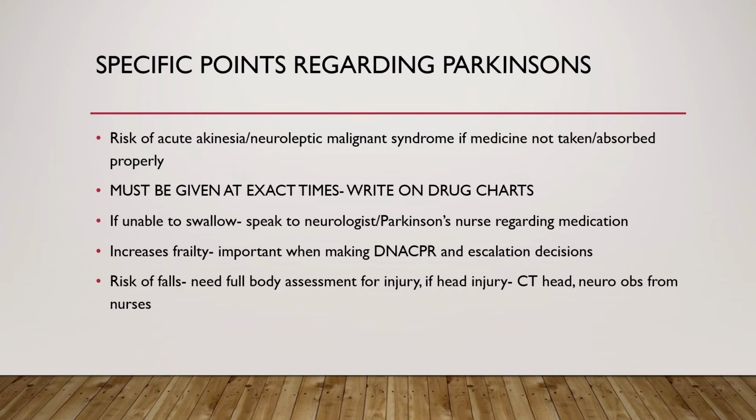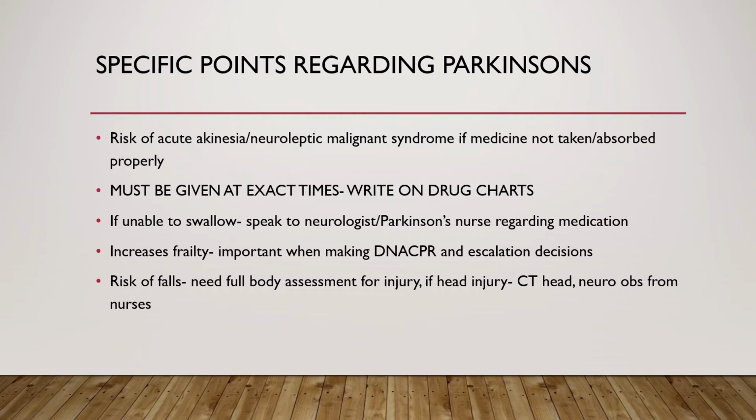So if patients have reduced oral intake, or they're vomiting, or they have diarrhea, or anything wrong with their gastrointestinal tract that would prevent them from absorbing their Parkinson's medication, you must speak with the neurologist or the Parkinson's nurse regarding alternatives. It's good to always write on their drug chart as well when you're prescribing the Parkinson's medication: please give this on time. A lot of trusts have stickers which you can put on the front of drug charts informing nurses that this patient has Parkinson's and he or she must receive their medication on time for it.